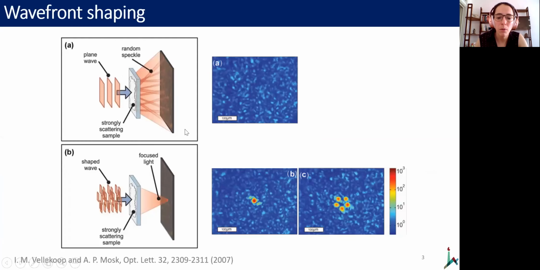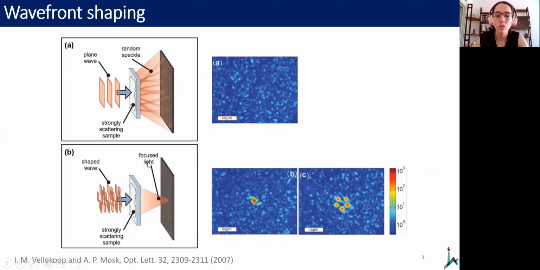In wavefront shaping, one usually wants to achieve control over the electric field after it propagates through a scattering medium, like a diffuser, milk, or even a cell culture. Say you initially have a plane wave, like demonstrated here. Due to multiple scatterings, the transmitted wavefront will no longer be a plane wave, but rather a speckle pattern. In the past decade, many groups have shown how to tailor the incident light to correct for the effect of scattering, so that you achieve a desired output.